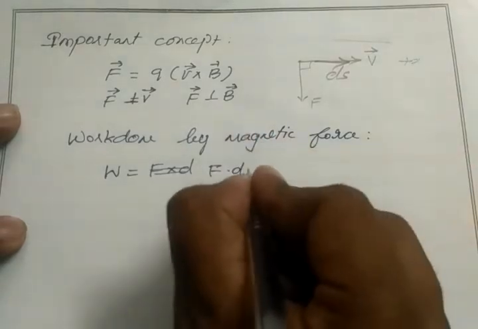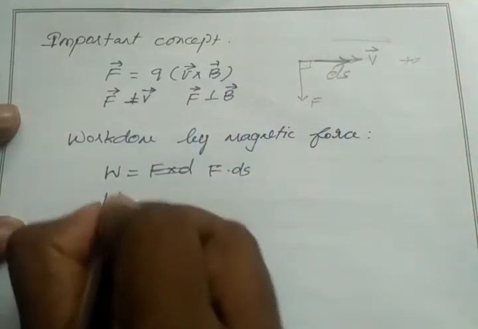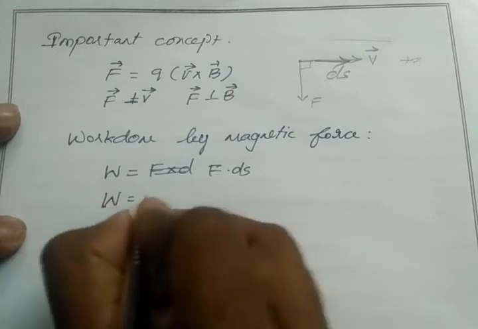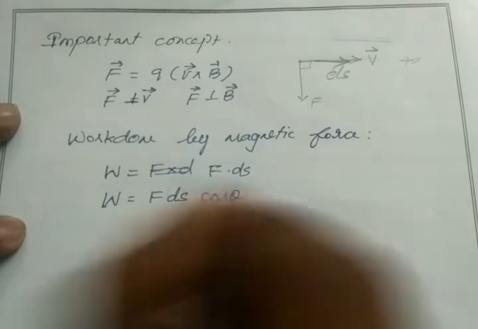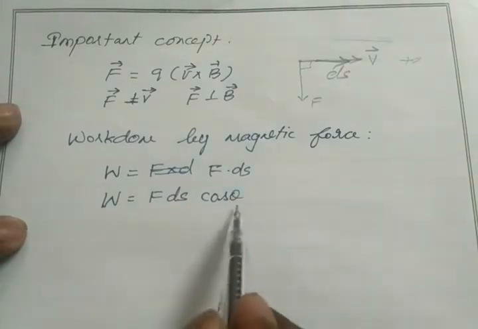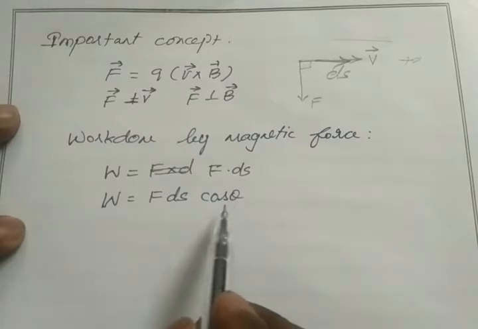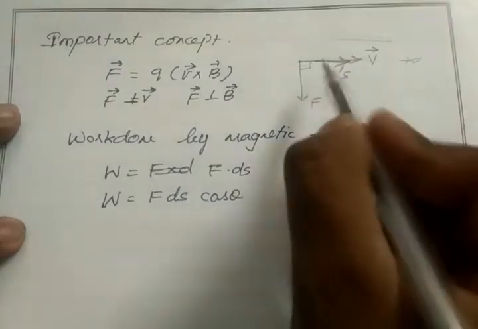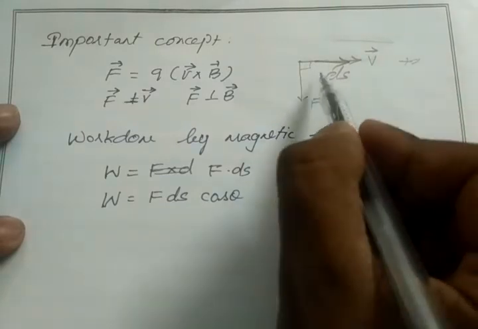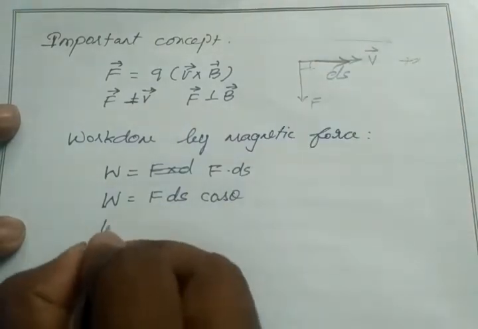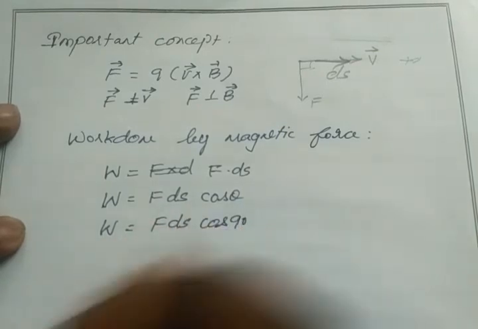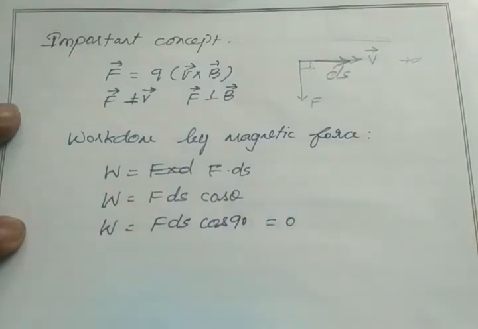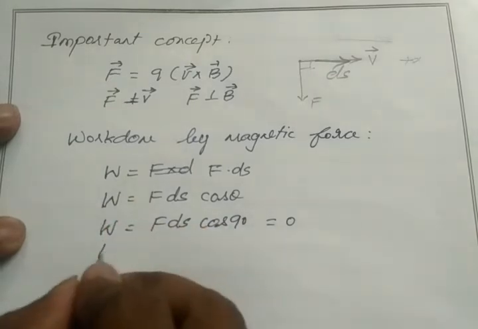So W equals F ds cos theta, from the dot product. What is theta here? Theta is the angle between force and displacement. What is the angle between force and displacement? 90 degrees, right? So I can write W equal to F ds cos 90. This value will be equal to 0, because cos 0 is 1 and cos 90 is 0. So I get work done equal to 0.